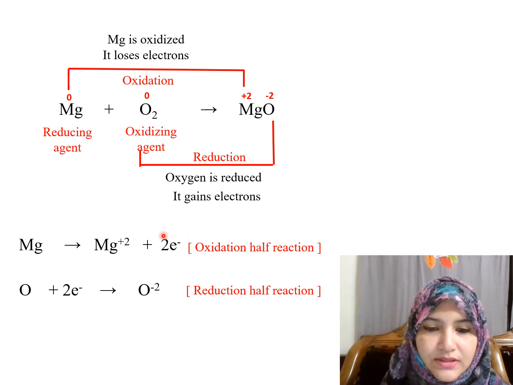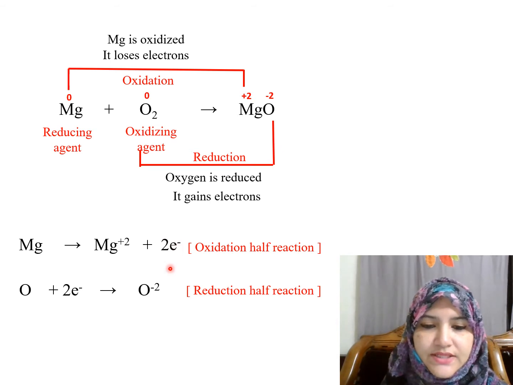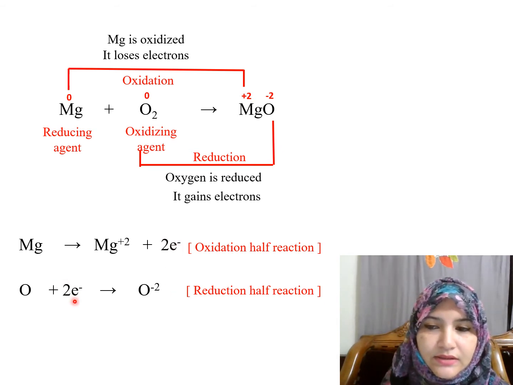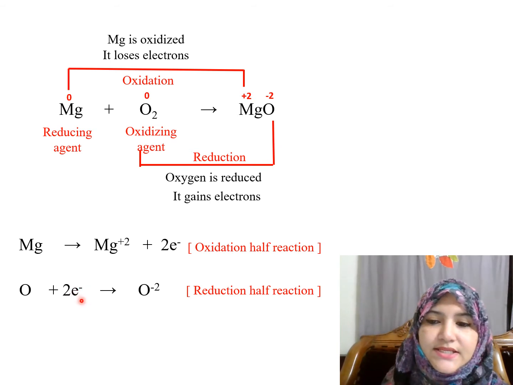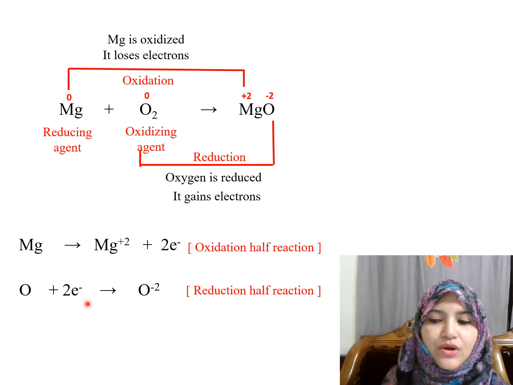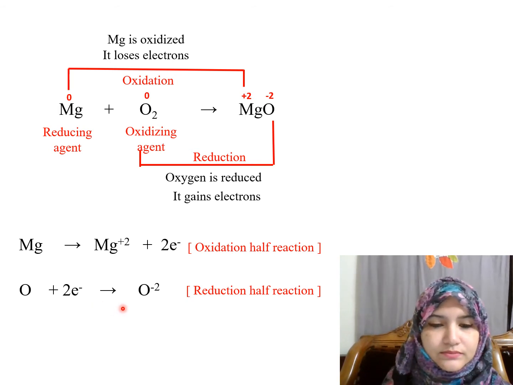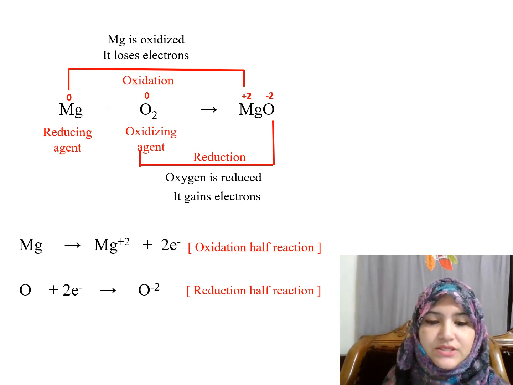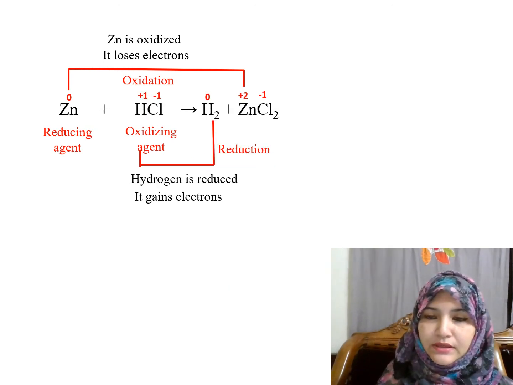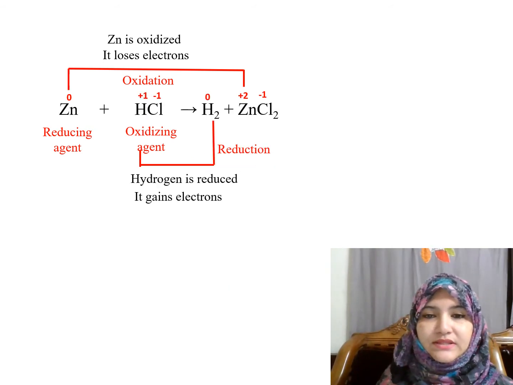reaction. Here you can see these electrons are on the right side, and whenever the electrons are on the left side, it is a reduction half reaction. You have to remember this when you write the half reactions. And now consider this reaction.